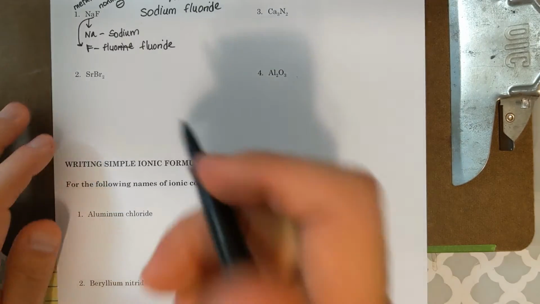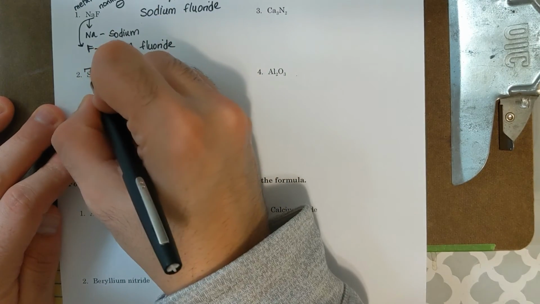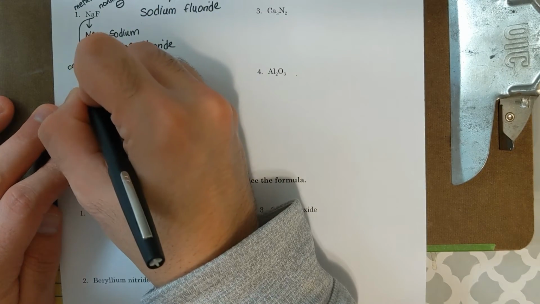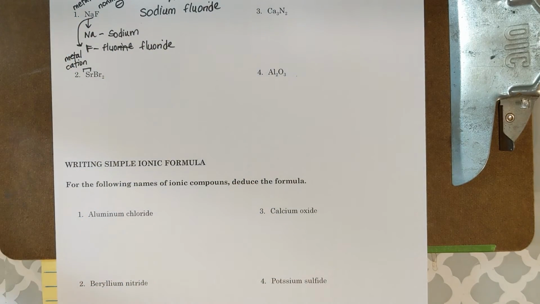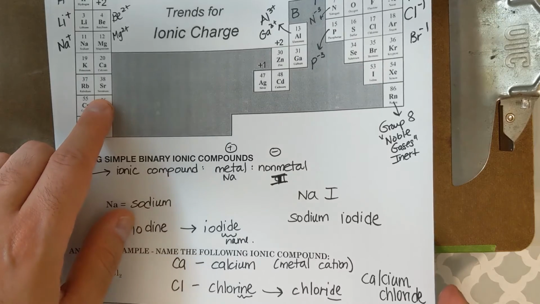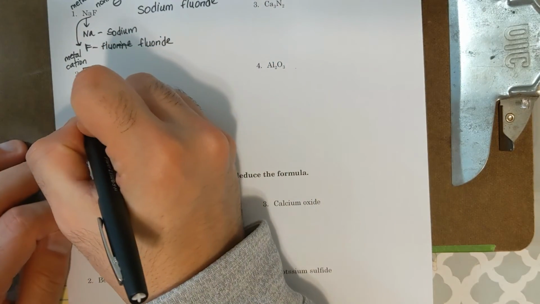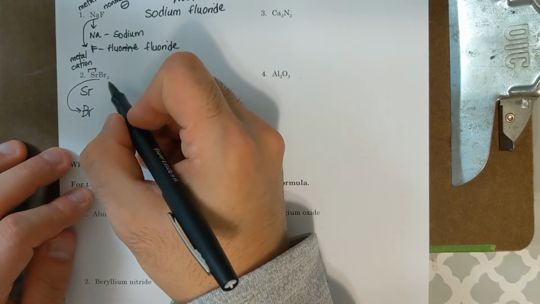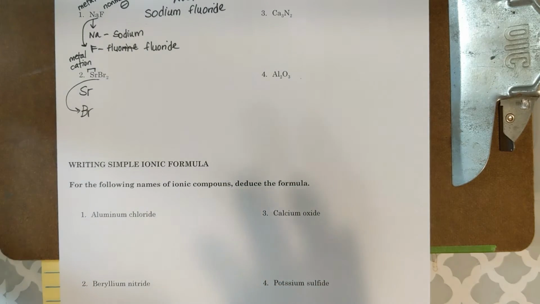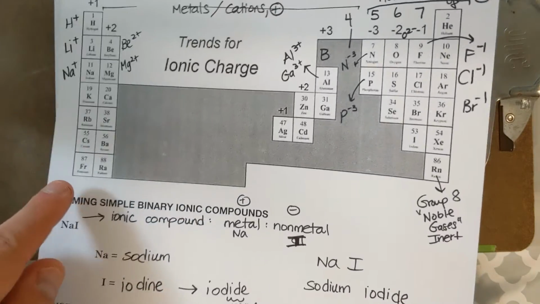Let's do number 2. The element on the left is going to be my cation, which is my metal. Sr is definitely a metal. Sr is right here. It's in group 2, and this is where all my metals are. So I have Sr, and I have Br. I'm going to let you know right now, this little 2 does not matter for right now. For simple binary ionic compounds, this little 2 doesn't matter. It doesn't matter how many of each. We're going to see that in number 4 and in number 3.